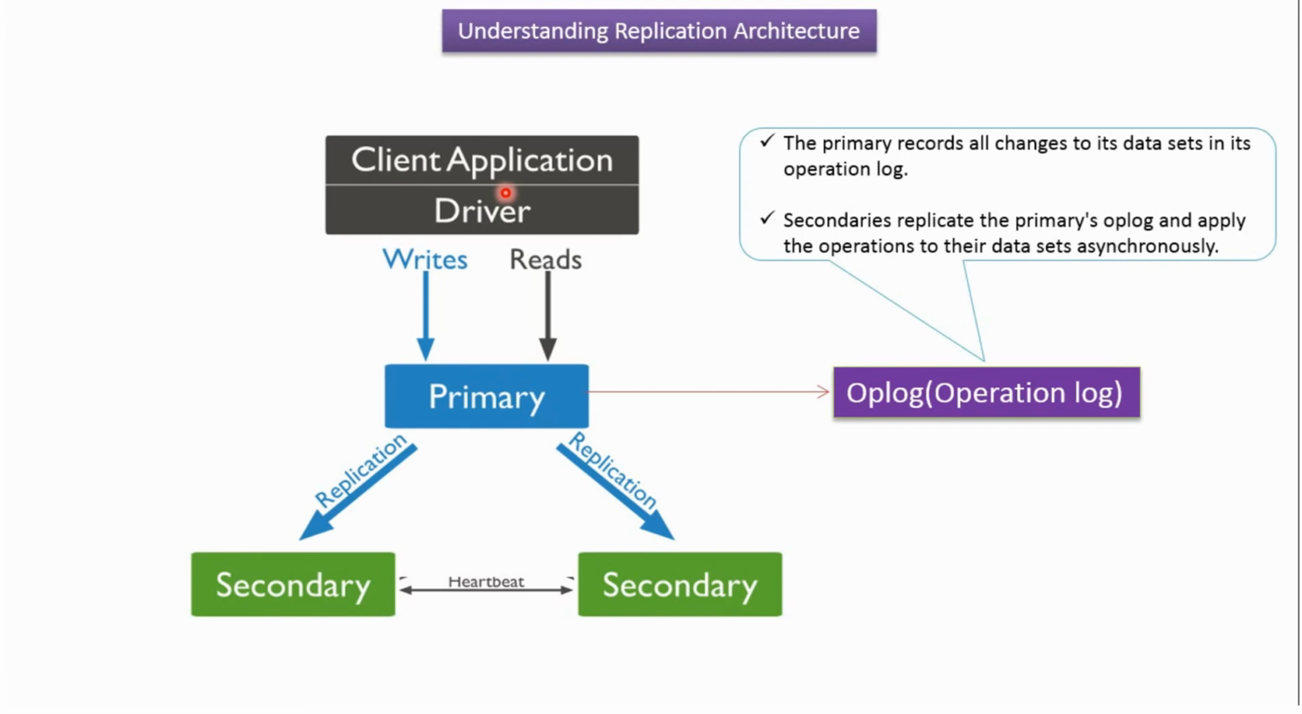Whenever the client application makes any changes in the primary server data sets, the primary server records all changes to its data sets in its operation log, and secondary servers replicate the primary's operation log and apply the operations to their data sets asynchronously. In that way, whatever data is there in the primary server will be there in the secondary server.